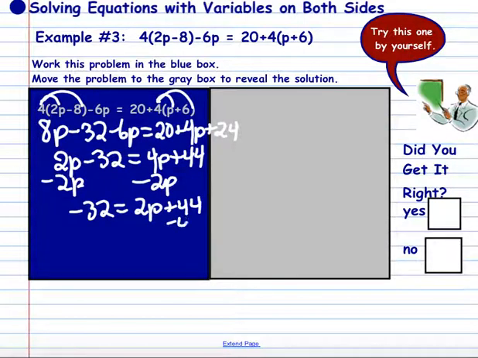I subtract 44 because it's attached right now and I don't want it to be. I want to get rid of it. So I get a negative 76 equals 2p. When I divide by 2 on each side, I get p is equal to a negative 38. Okay, negative 38 is p. So if we were to plug that in, we could figure out if we got the right answer.